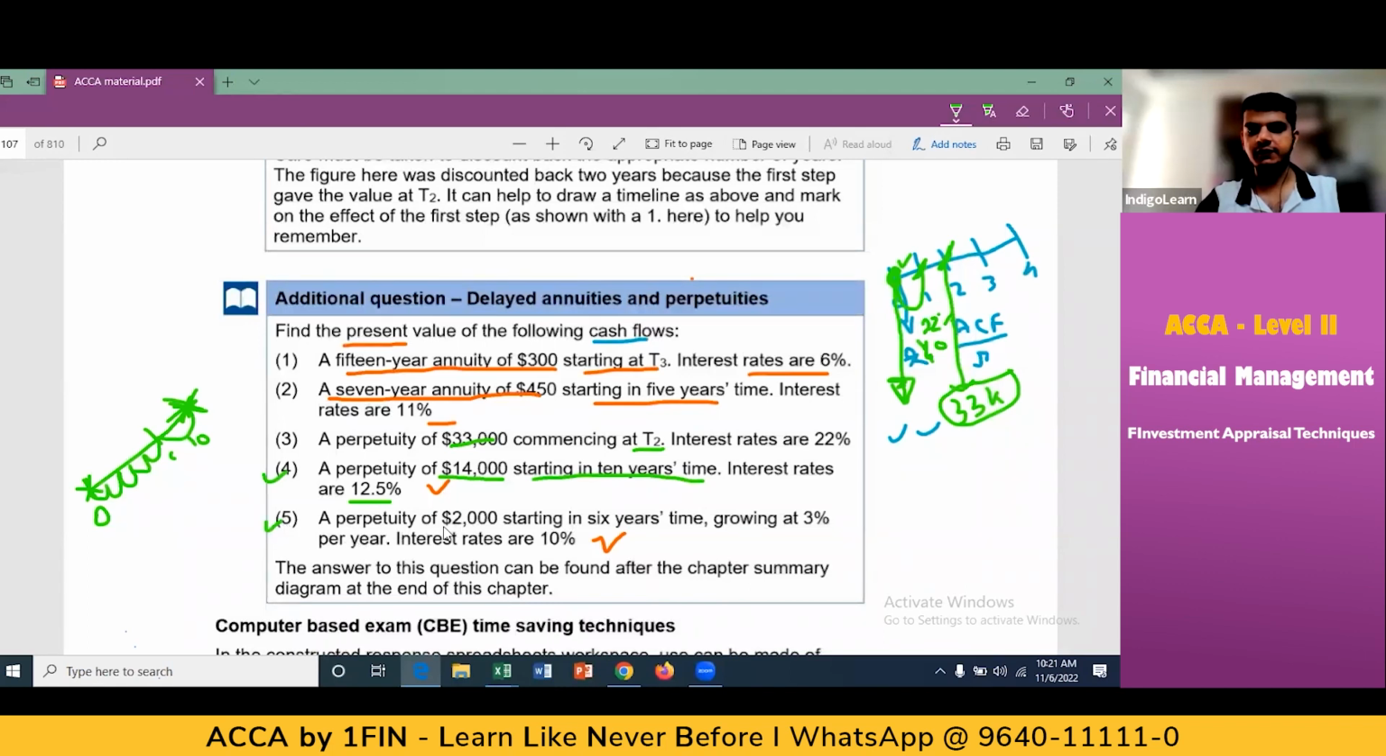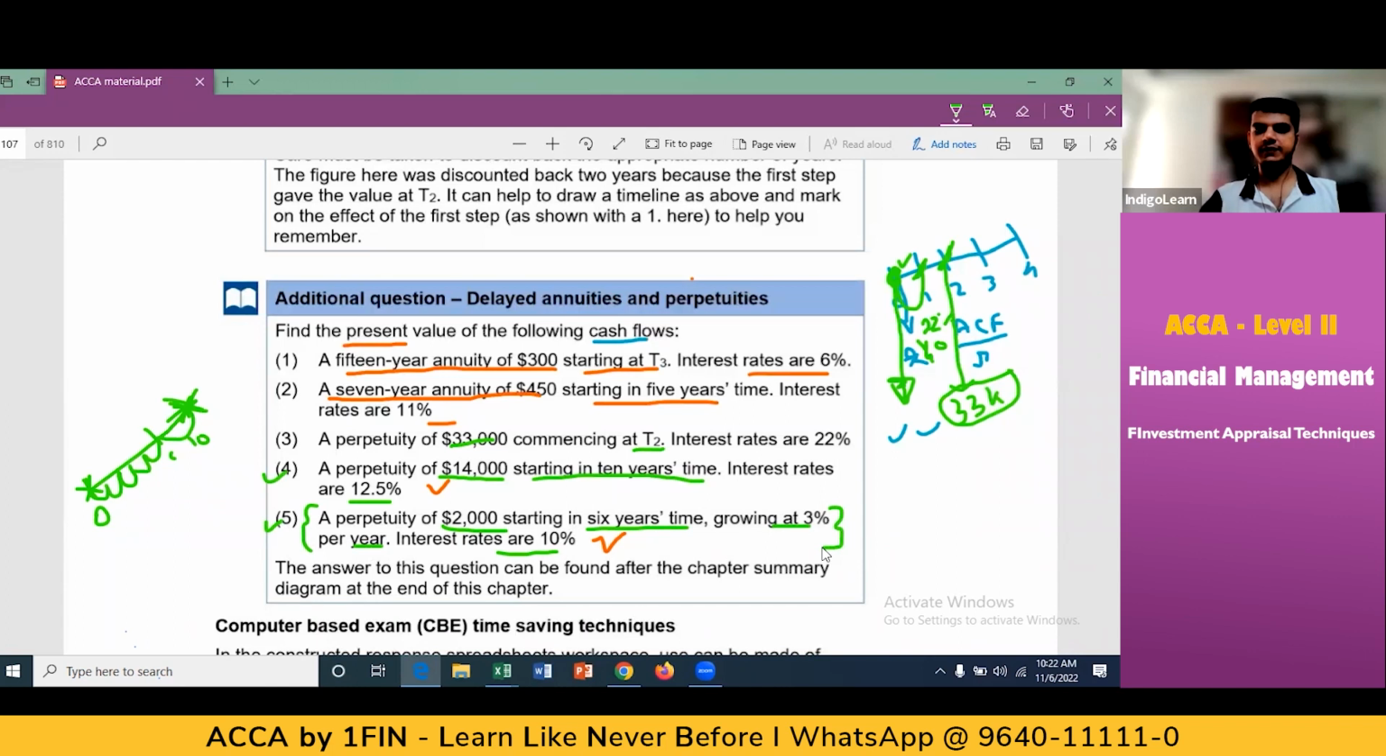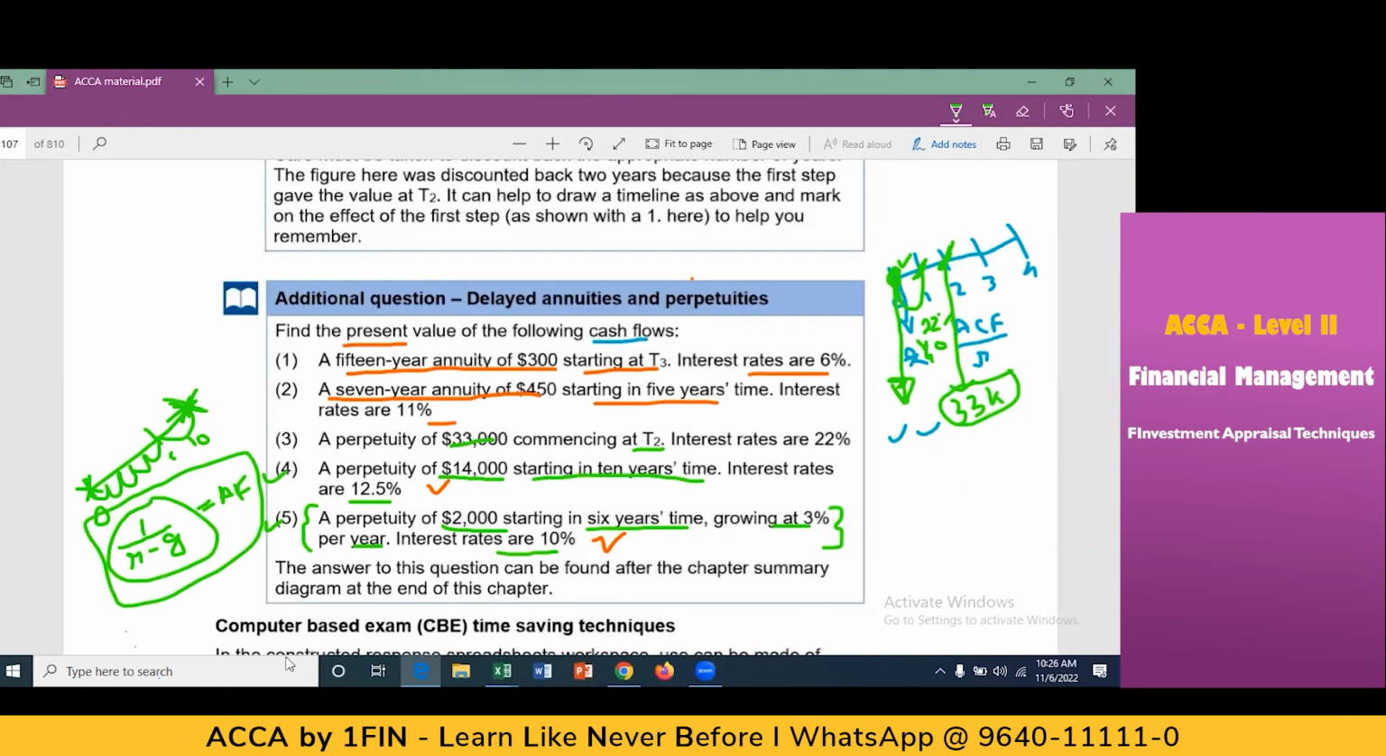A perpetuity of 2000 starting in year 6 time. So it will start in the 6th year, growing at 3% per year. Interest rate is 10%. Will you be able to calculate? Sir, I'll try. Yeah, try now once. Otherwise, we'll do it together. No issues. One hint I am giving you here, you can use it. Sir, 17,742.